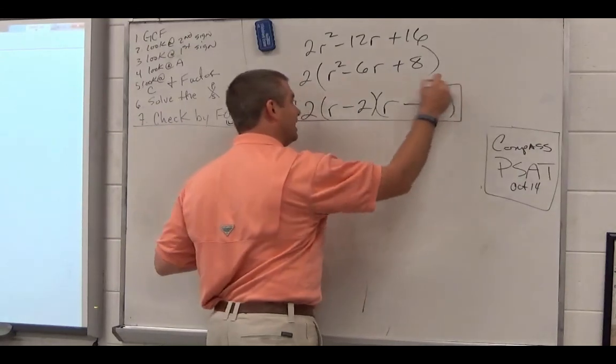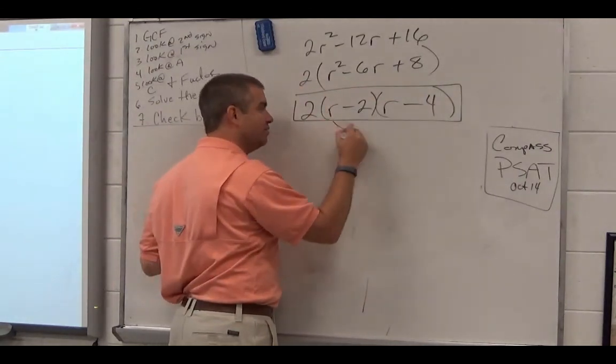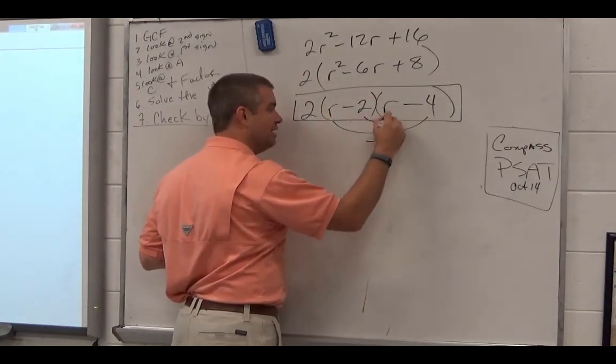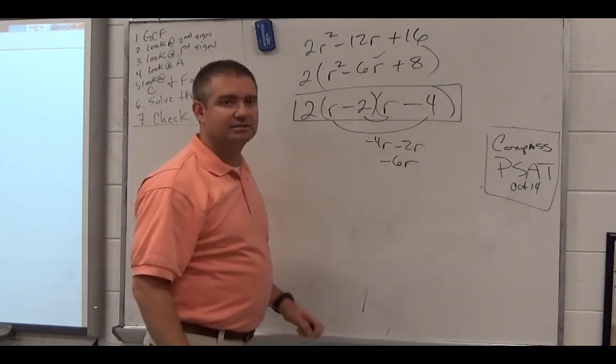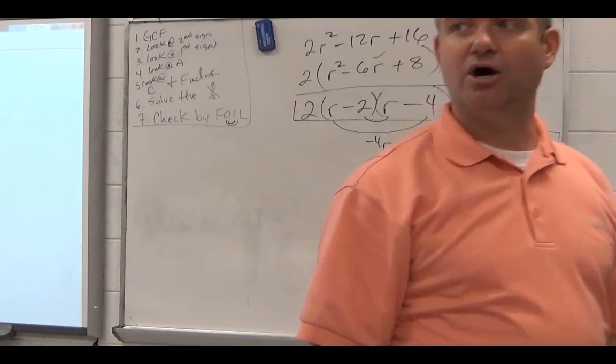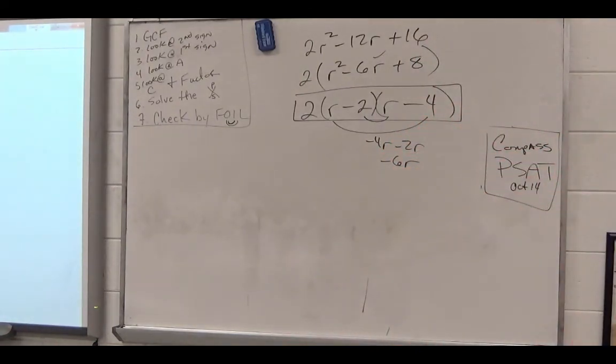This is the final answer, right? We check it. Remember to check. Negative 4r, negative 2r gives me negative 6r, so it checks. Okay? The O and the I of FOIL is all you really have to do.